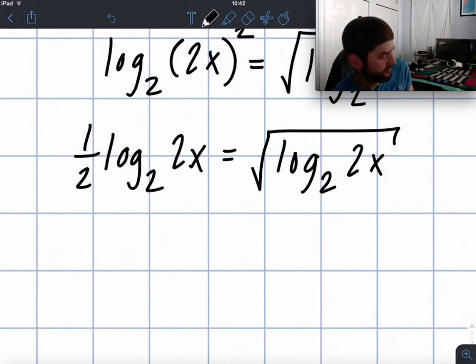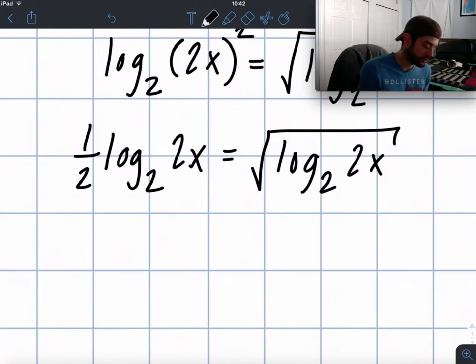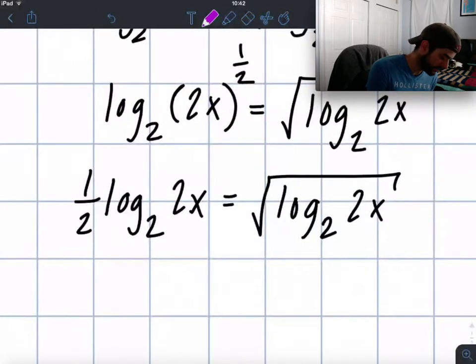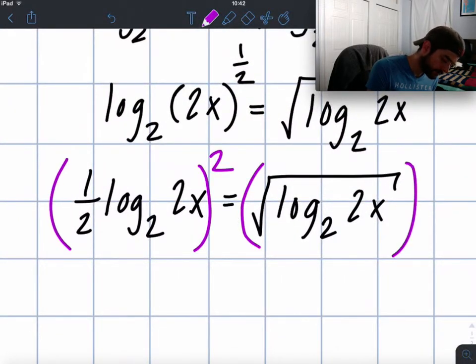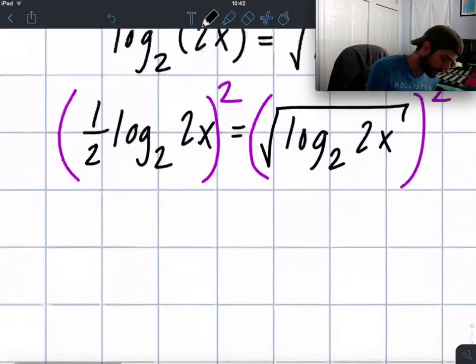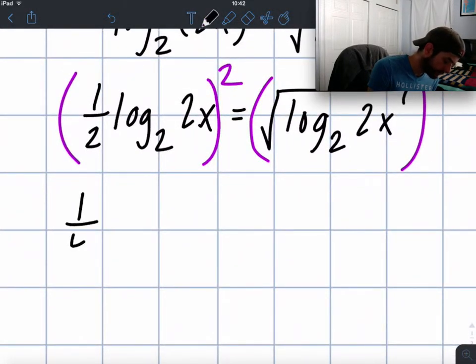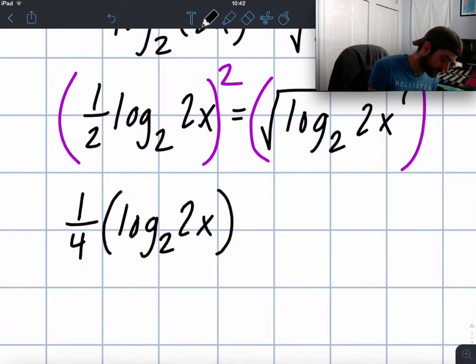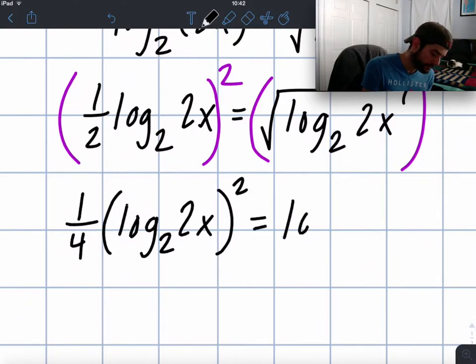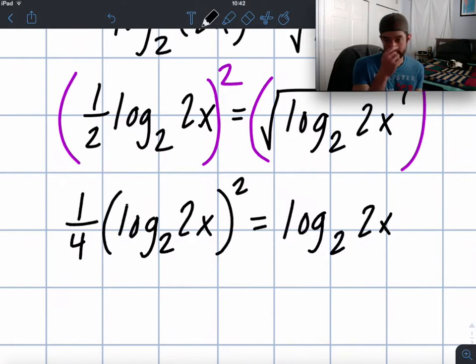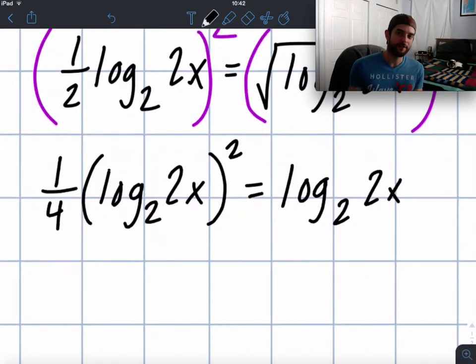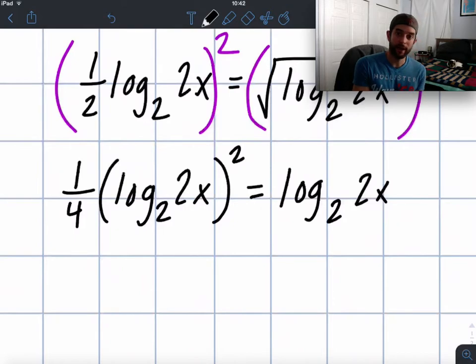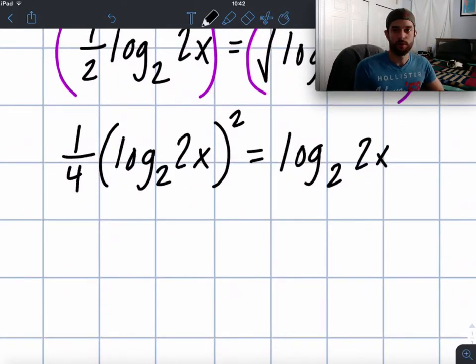The only way to get rid of the radical on the right-hand side is to square both sides. So squared, squared. So I have 1/2 squared, which is 1/4, times log base 2 of 2x squared equals log base 2 of 2x, because that radical went away. But notice I have a log base 2 of 2x squared on the left. And again, I cannot bring that 2 down because it's not the 2x that's being squared, it's the entire log that's being squared. So, what do we do at this point?